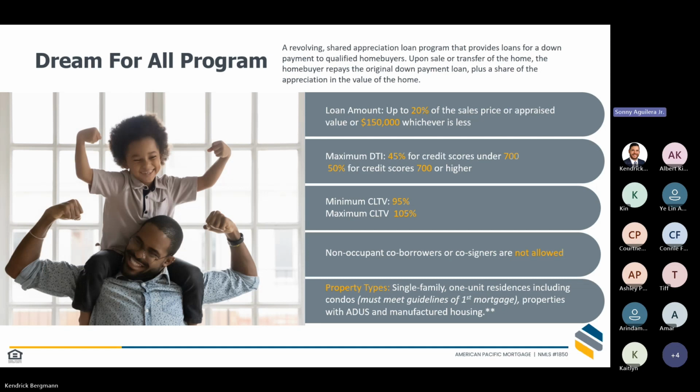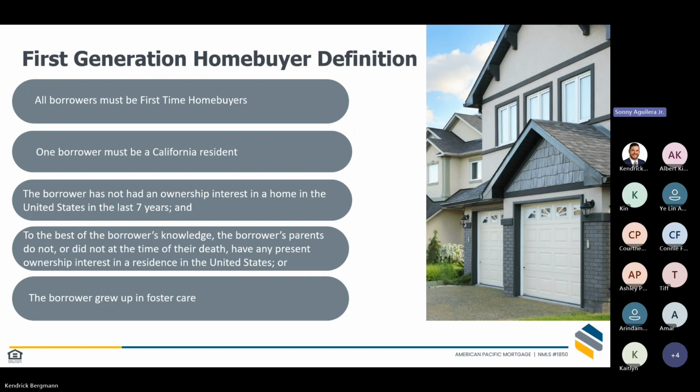Okay, now here is the biggest change to this program. First generational home buyers, by definition: all borrowers must be considered first-time home buyers. One borrower must be a current resident of California. The borrower has not had ownership in a home in the past 7 years in the United States. And to the best of their knowledge, their parents do not, or did not at their time of death, have any present ownership interest in a residence in the United States, or the borrower grew up in foster care.